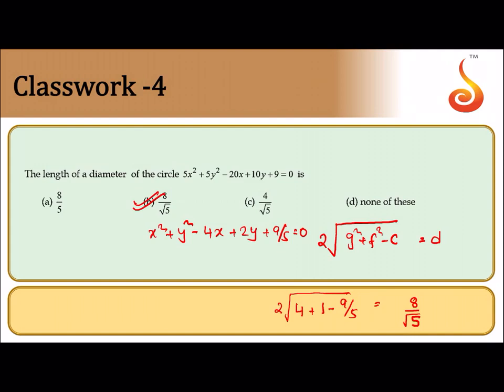So apply the formula under root of g square plus f square minus c; twice this is the diameter. What are the center coordinates? Center coordinates are nothing but 2 comma minus 1, that is minus g comma minus f. So applying in the formula, I'll write again, this is the formula for diameter. Whenever we write a curly bracket, it's a formula.